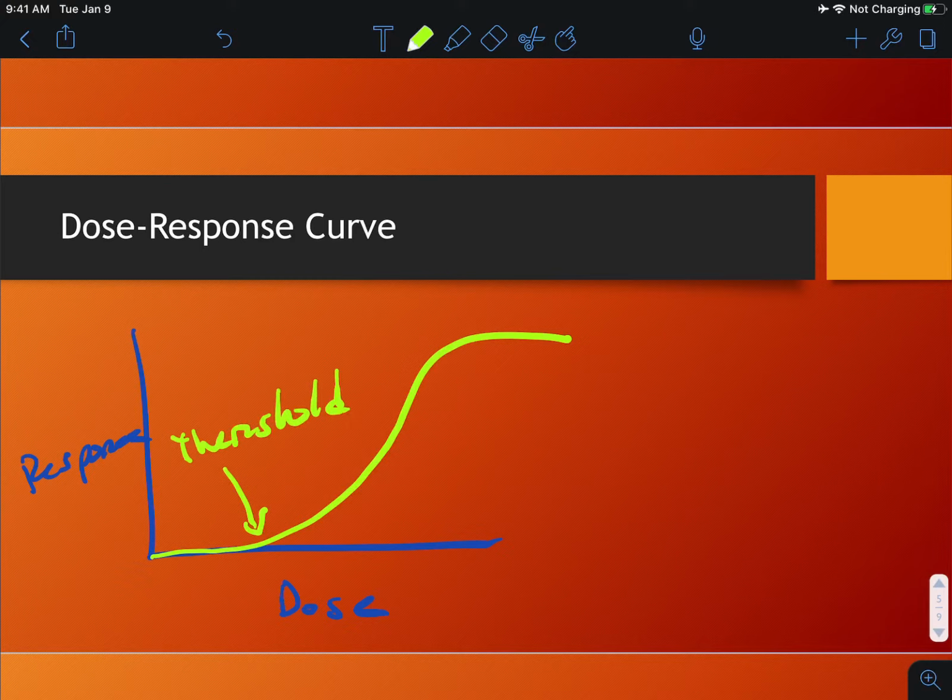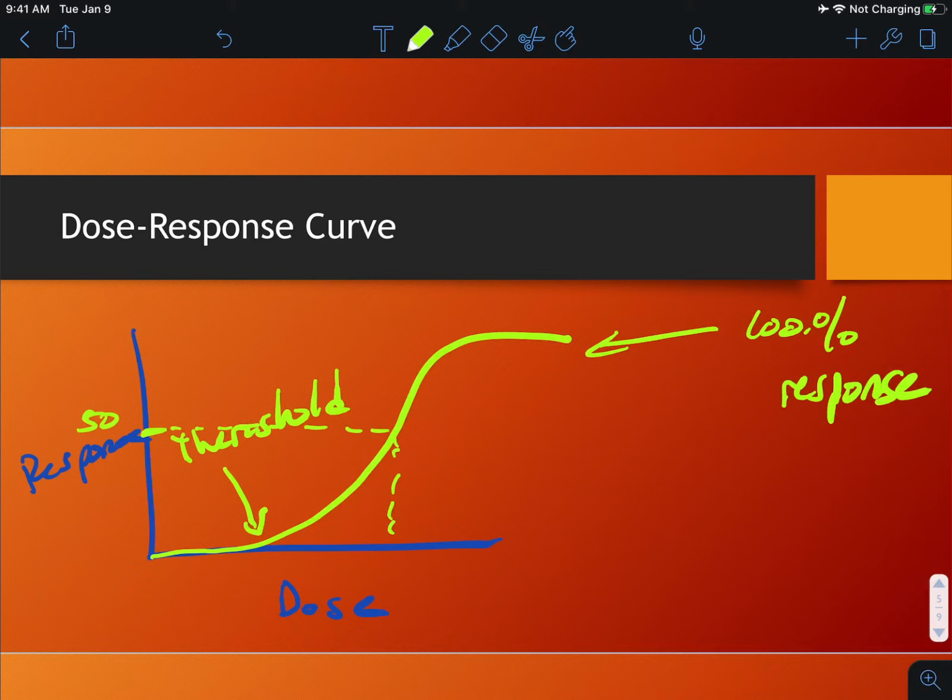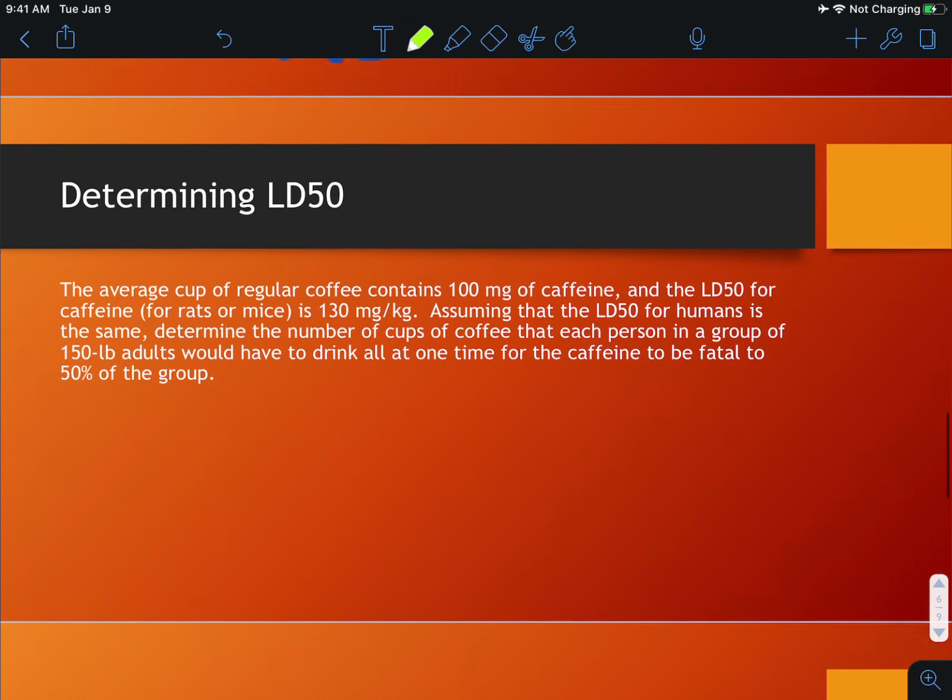Okay? And there's a point where we have 100% response, where any additional dose doesn't do anything more. And this is in your slides, or it's in your book actually, in the chapter. So this is a dose response curve. You can actually use curves like this to calculate what we call an LD50. So what you do is you say, 50% of your response, where's that on the curve, right here? You go over and you figure out what dose gives me a 50% response. That's how we use dose response curves.